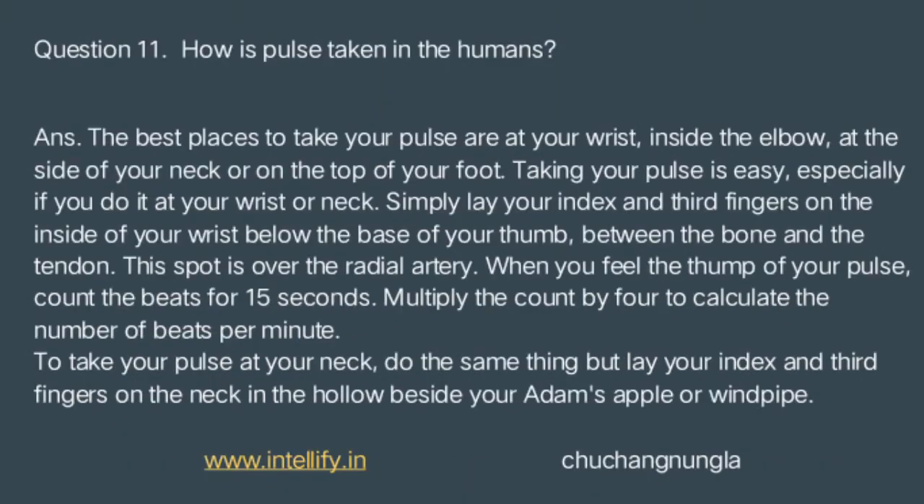Question 1. How is pulse taken in humans? A pulse is one of the crucial measures of the heartbeat. As the heart pumps, the arteries expand and contract. This is the pulse. Now in humans, pulses are present at our wrist, inside the elbow, at the side of your neck, or on the top of your foot.